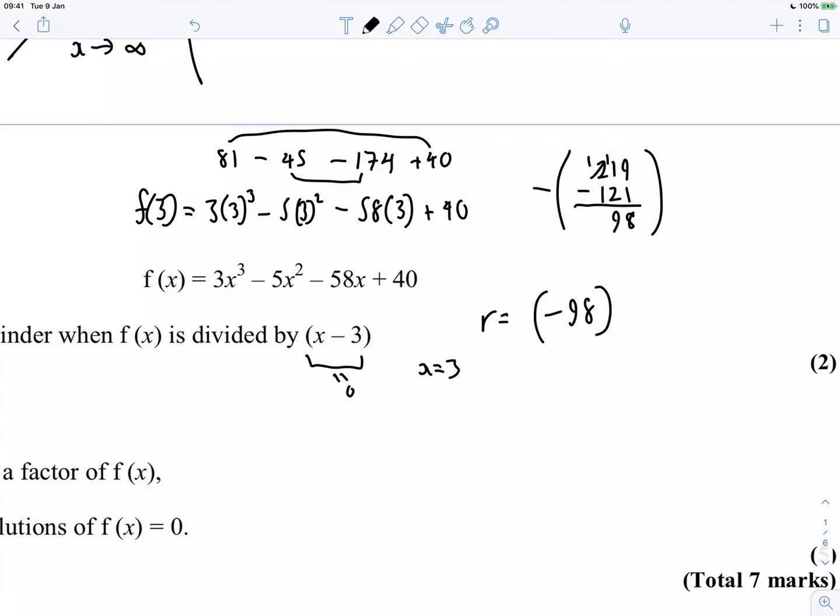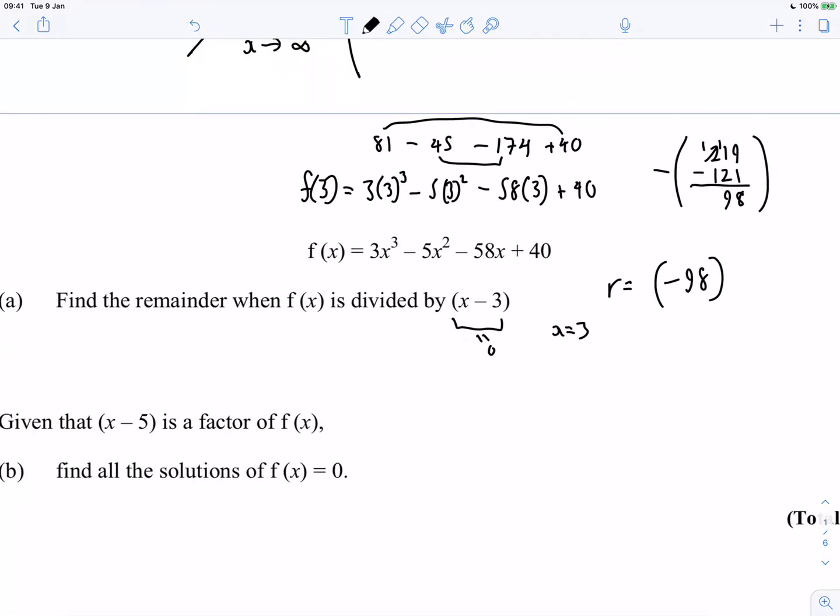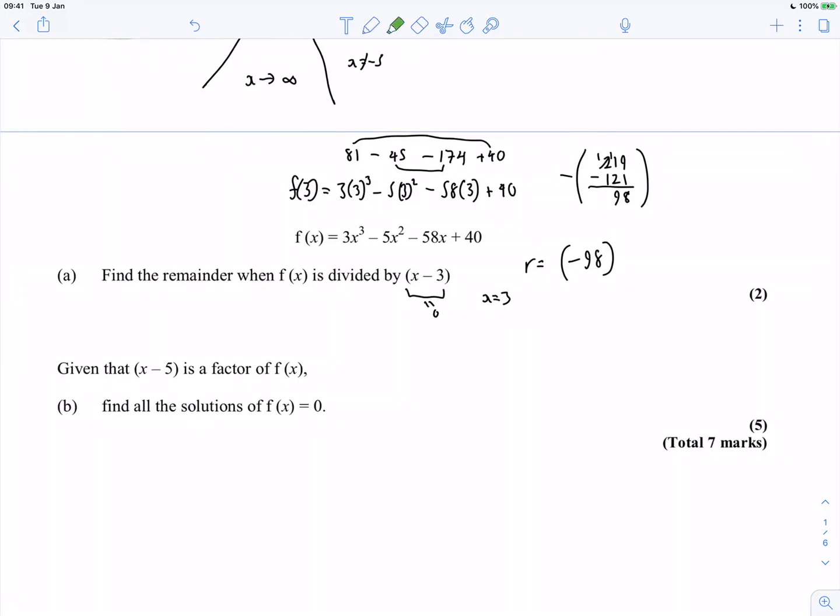Where's my calculator? There it is. Let's just double check. Don't be making a mistake at the last minute. But I'm pretty sure that's right. So what have we got? We've got 3 lots of positive 3 cubed minus 5 lots of 3 squared minus 58 lots of 3 plus 40 minus 98. Okay, confident in that answer.